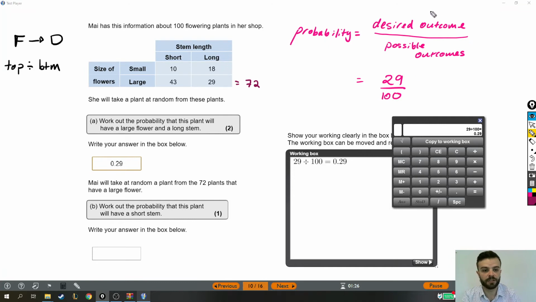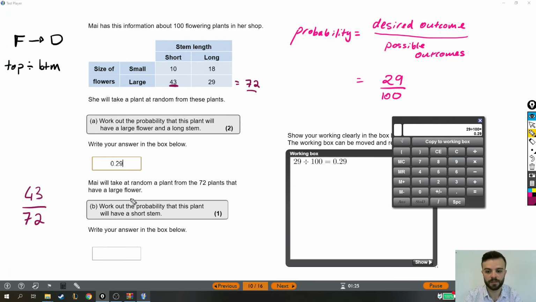So if I, again, go to my fraction here, the desired outcome are the short-stemmed plants out of those large flowered ones. So there are 43 of those. Out of how many plants could I have chosen from? This time, you couldn't have chosen from all 100, you could only have chosen from those 72. That's because she's picking one from the 72 plants that have a large flower. So the desired outcome is short stem, large flowers, and there were 43 of those, out of the 72 large flowered plants that she was choosing from.